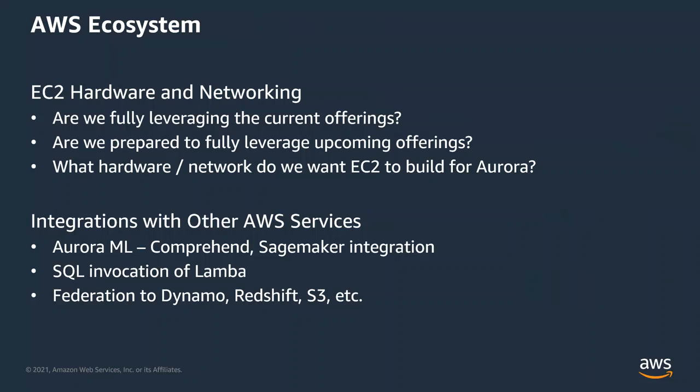And then there's the rest of the AWS ecosystem. We have some ML integrations today. You can call serverless Lambda functions via SQL. We need to do better, and on our federations is we have data sources. So there's opportunities there, right? So there's a lot of stuff that can be done within the AWS ecosystem that's there for Aurora still.